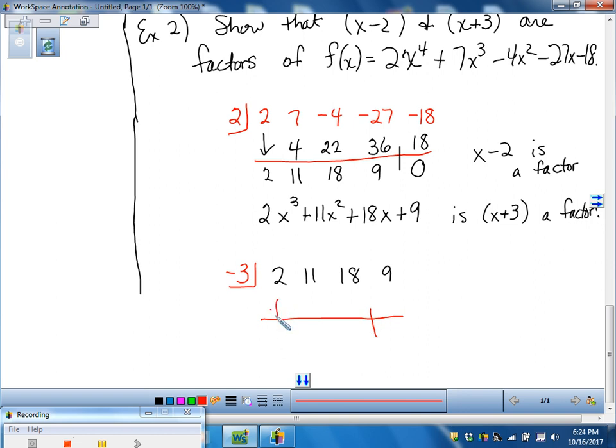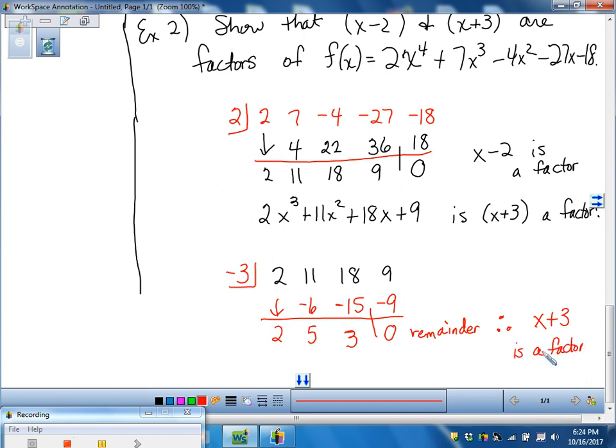And we start the process over again. Bring down the 2, 2 times negative 3 is negative 6, add them, I get 5. 5 times negative 3 is negative 15, add negative 15 and 18, I get 3. 3 times negative 3 is negative 9, add them together, and I get 0. 9 and a negative 9 is 0. So once again, I have a remainder of 0, therefore, this little symbol, the three dots, means therefore, x plus 3 is a factor.